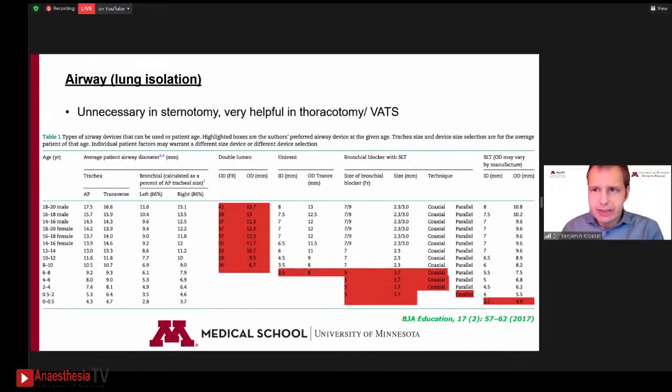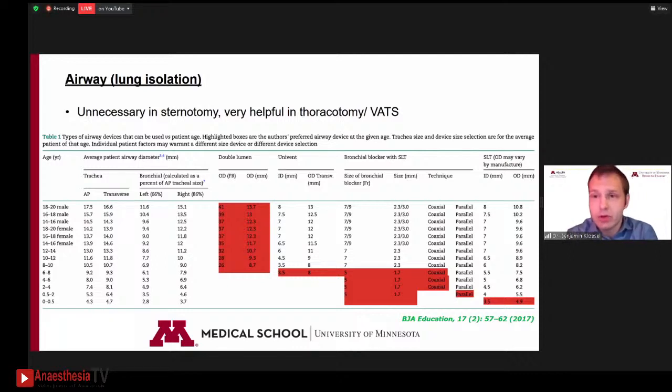So lung isolation is a very important but interesting part in our subspecialty. So it is unnecessary, obviously, for sternotomy procedures, but is very helpful in thoracotomy and video-assisted surgeries. This is a table taken from a very good article by Lital and Thiem from the Alberta Children's Hospital in Canada, and it's published in the British Journal of Anesthesia Education. And these authors describe various methods of pediatric lung isolation, as well as the requirements and the science behind it.